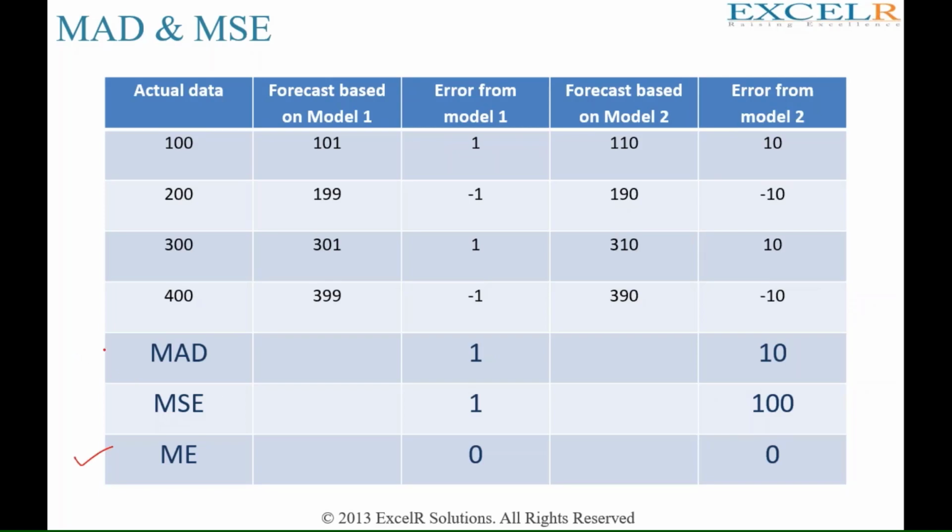But when it comes to mean absolute deviation, you take the absolute value. The absolute value of +1 is 1, and minus 1 will become positive, so the absolute value is 1. Now if I take an average, it will be 1 plus 1 plus 1 plus 1, which is 4, and 4 upon 4 is the average, which is 1. At the same time, when you calculate mean absolute deviation for the errors of model 2, if you take the modulus, in all the places you get 10. And if you take an average, it is the summation of all these, which is 40 upon 4, and you get 10.